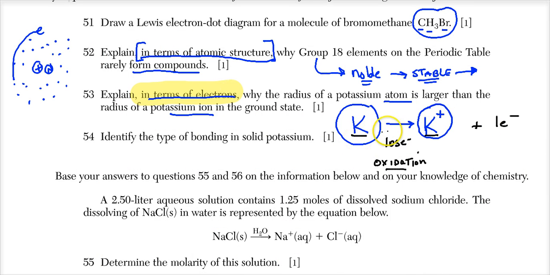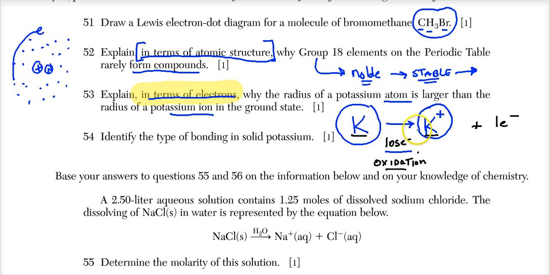Understanding that the protons weren't gained or lost, it had to do with electrons. I know I'm over teaching this, but the idea here is if you lose electrons, this one has one less electron. Therefore, its protons outnumber its electrons. So explain in terms of electrons when the radius of the potassium atom is larger than the radius of the potassium ion. Well, the potassium atom has one more electron. The potassium ion has one less, and that would be enough to explain. Because if you lose electrons, you're going to have a smaller radius.